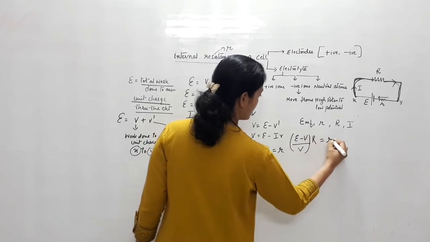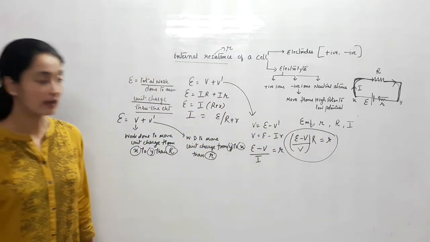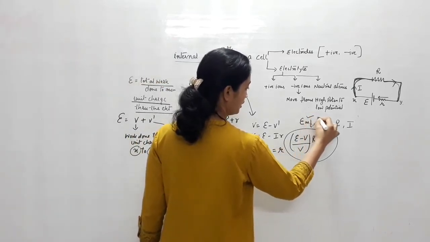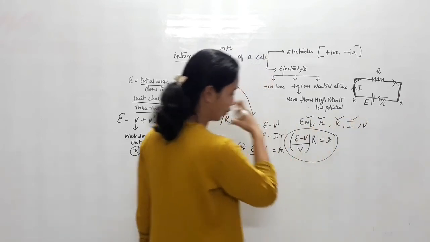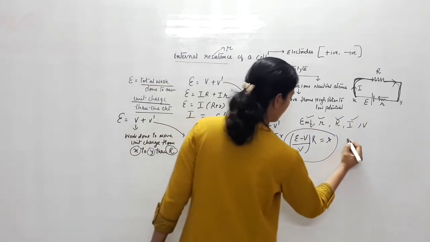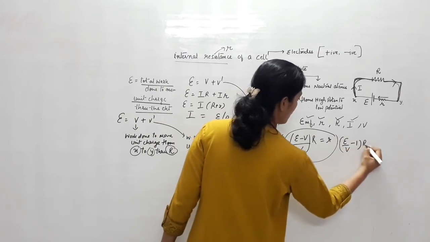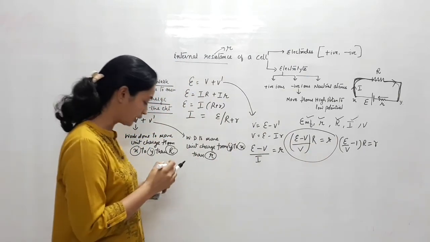So this is the expression for internal resistance in terms of EMF, internal resistance, capital R, I and V. How are they all correlated? This is written like this also: E by V minus 1, into R, is equal to small r. The one and the same expression. A very, very important expression.